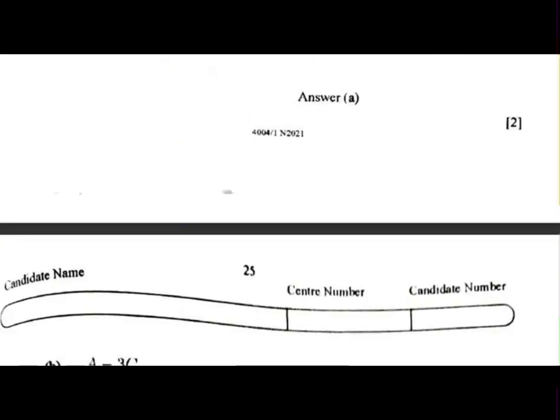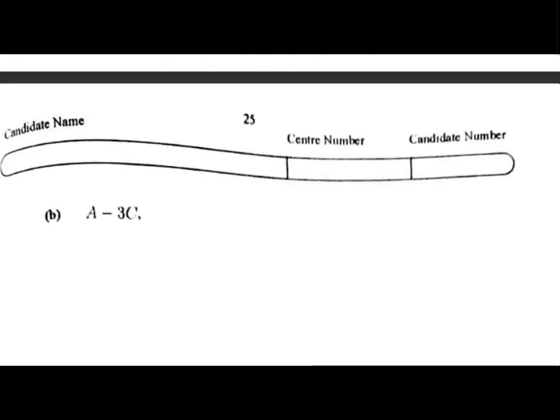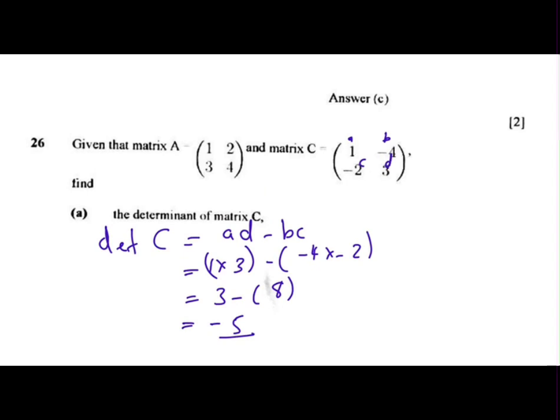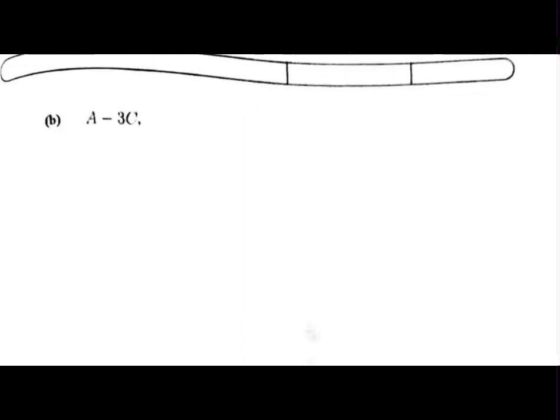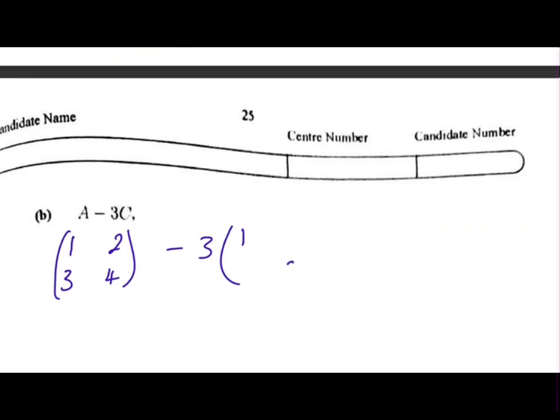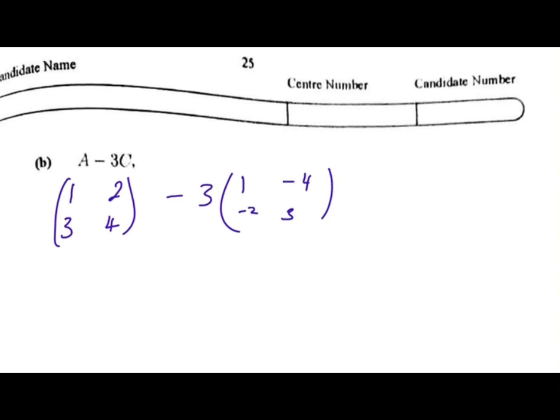Then the next part says A minus 3C. So we want to subtract 3C from A. That will be the matrix (1 2; 3 4) minus 3 times all the numbers in matrix C. Remember, if a number is outside a matrix like that, it's called a scalar, and it is going to multiply every number inside the bracket or inside the matrix. So for C, we're going to multiply every number there by 3.